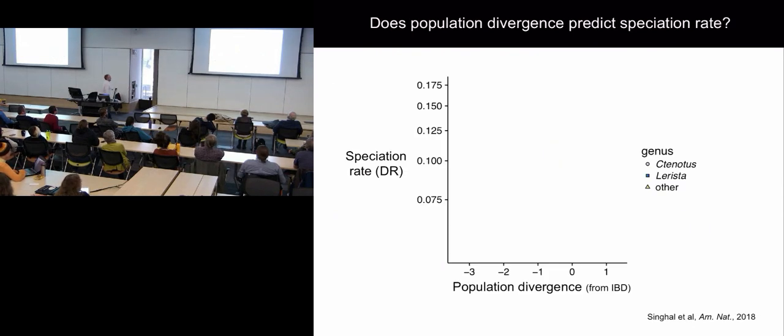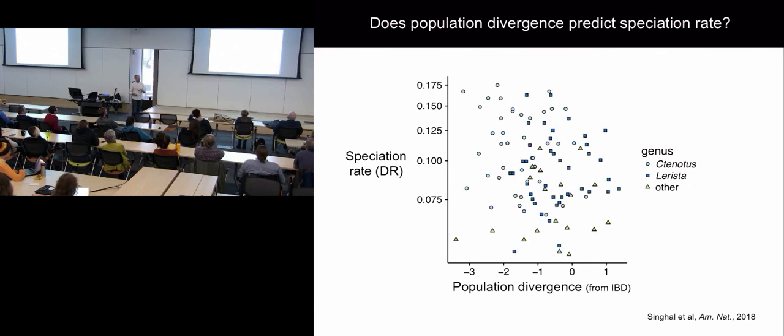So, does population divergence predict speciation rate? No. We basically get, if anything, a weak negative relationship here, and we really have kind of a mess of points. So we have no substantial relationship between speciation rate and population divergence. This is very similar in some ways to what we saw with reproductive isolation.